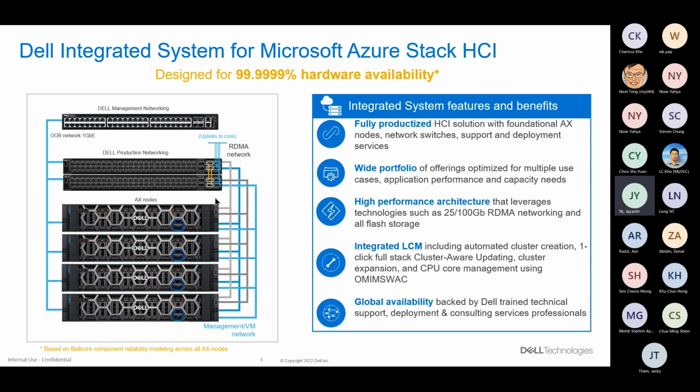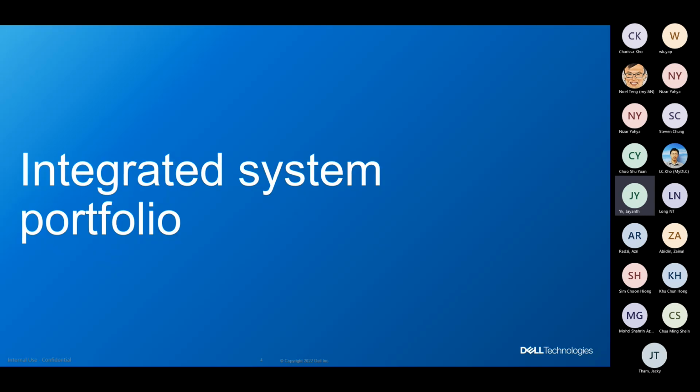If you look at our portfolio, it's been pretty significant, right? We have a wide portfolio to choose from, right from Intel options to AMD, because AMD today offers higher core density. And our performance architecture starts from anywhere between 25 gig to 100 gig. And one of the things that we really brag about is our integrated lifecycle management. So I will probably talk less on the slides and show you everything in action. Okay. Needless to say, our global availability is broad.